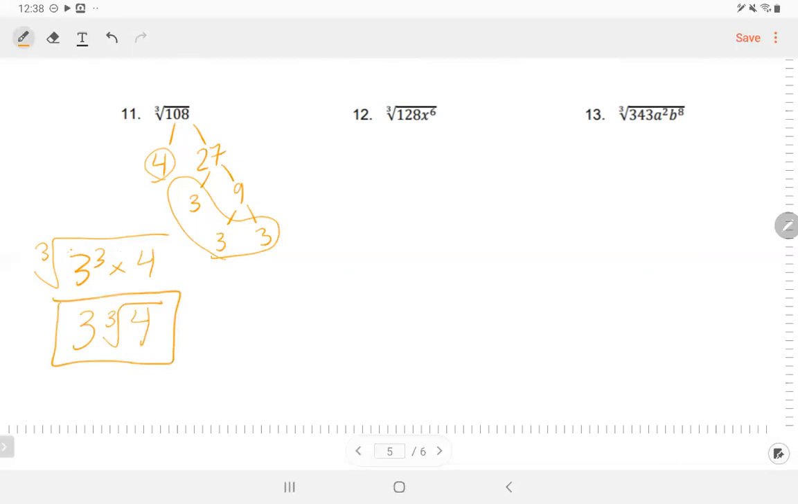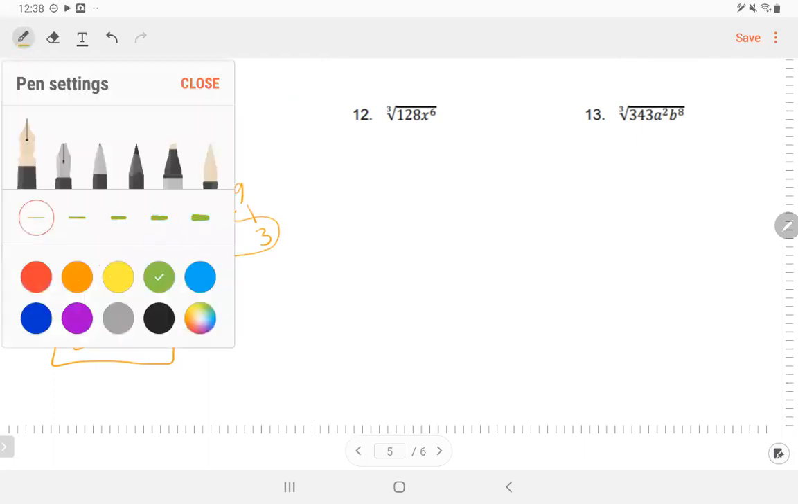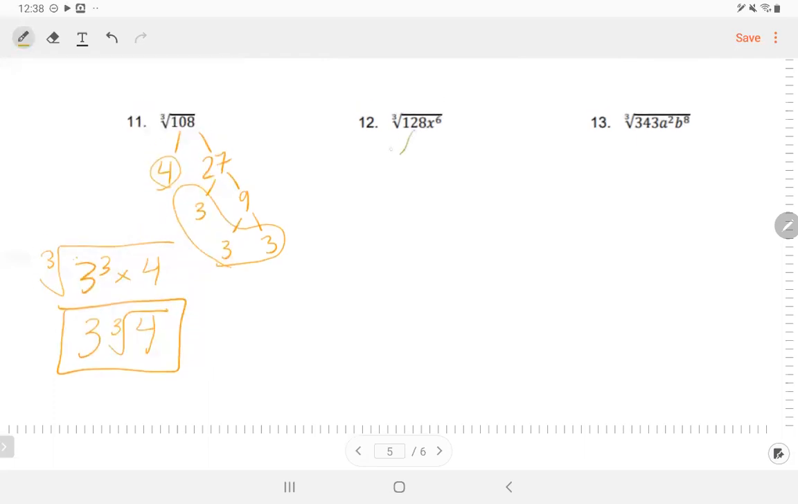Now we're going to deal with variables. I'm first going to focus on the number and think about what number goes into 128. I know that 4 goes into 128, and that goes in 32 times. If I divide 32 by 4, I will get 8, and I can divide 8 by 4 and get 2. So I have 3 4's, and then I just have 1 2 here. If I have 3 of something under the cube root, that can go on the outside of the cube root. What will go on the inside is still that 2.